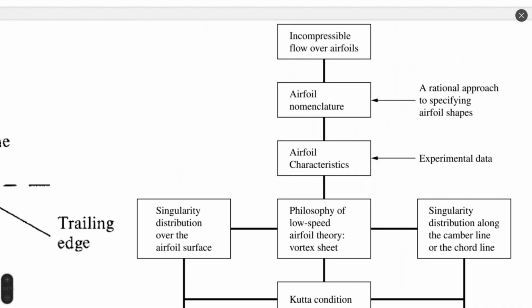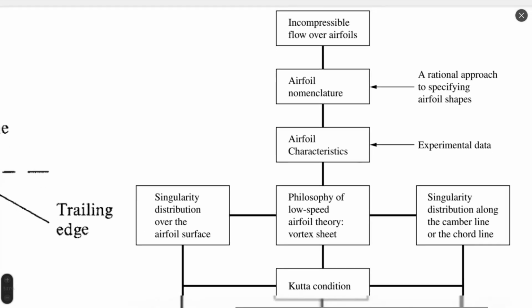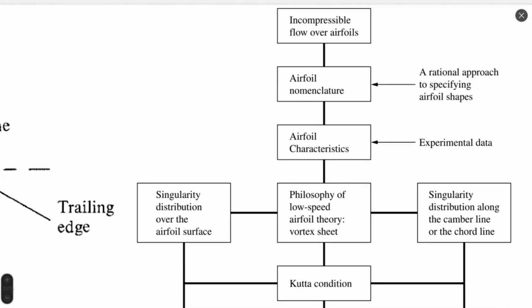In chapter 4, we are going through the following structure you can see on the screen. In general, we are talking about incompressible flow over airfoils, airfoil nomenclature, which we just discussed, airfoil characteristics, and typical experimental data, probably data we have already seen before, which you used in your work 1.